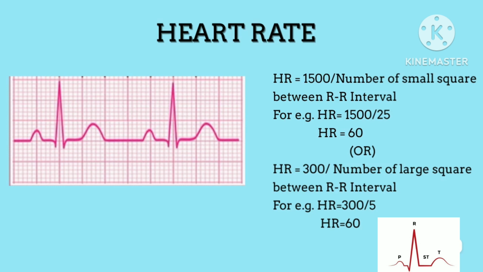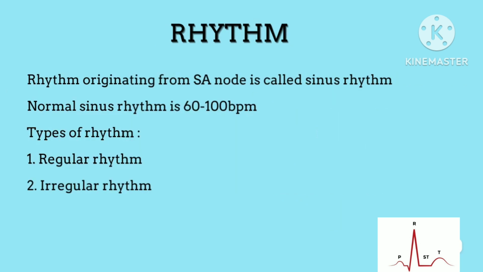In this method, heart rate is equal to 300 divided by the number of large boxes between RR interval. For example, in this picture, the number of large boxes is 5. So 300 divided by 5 is equal to 60. So the heart rate here is 60. Rhythm originating from the SA node is called sinus rhythm. Normal sinus rhythm is 60 to 100 beats per minute.